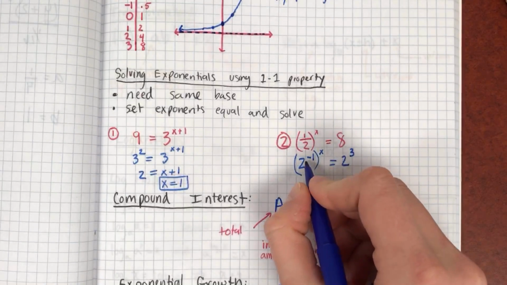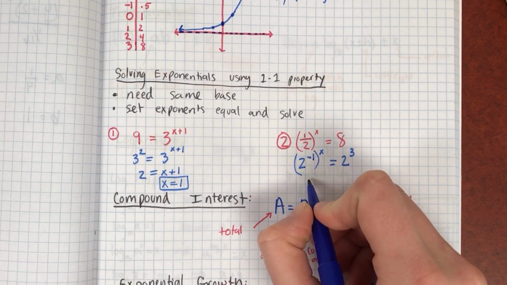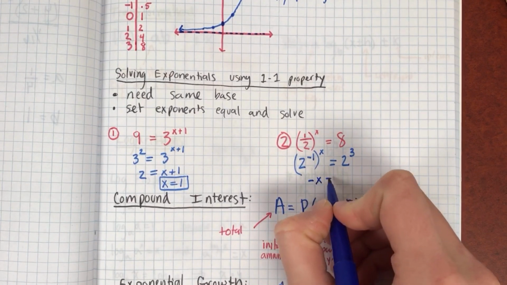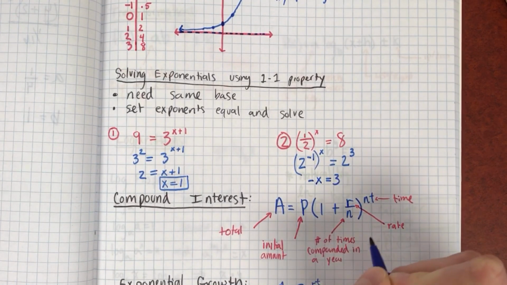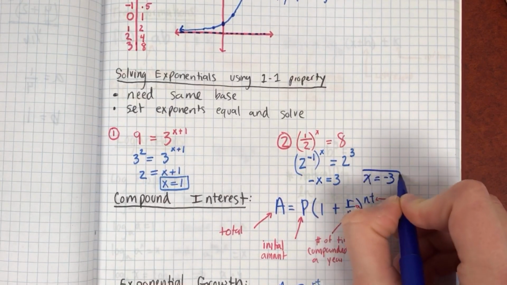All right, so this is actually 2 to the negative x. So I'm going to go ahead and put our exponents equal. So we've got negative x equaling 3. So that means that x equals negative 3.